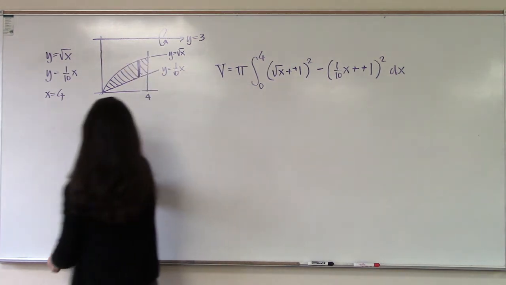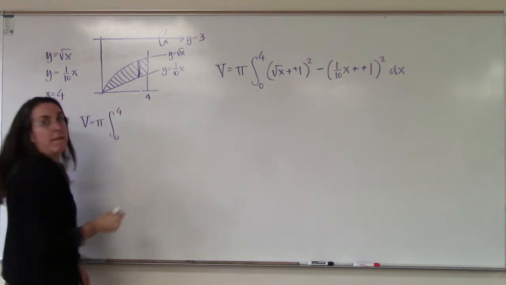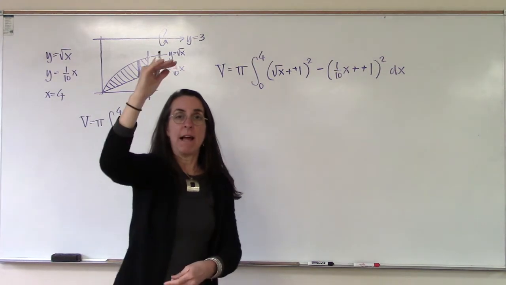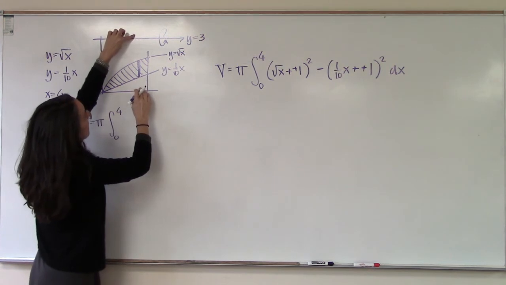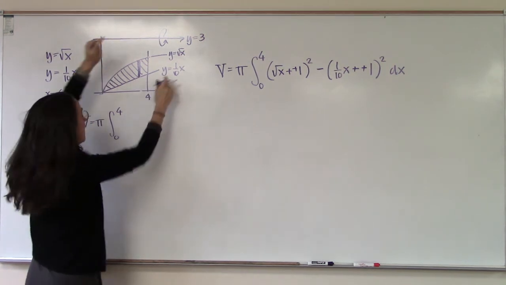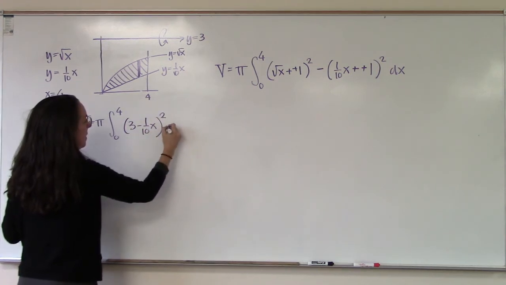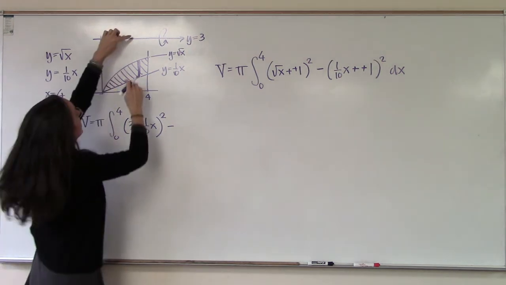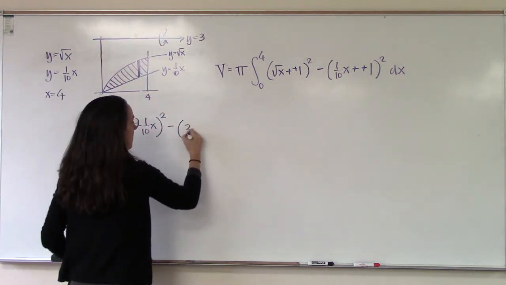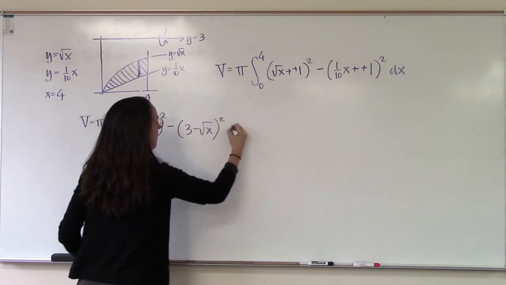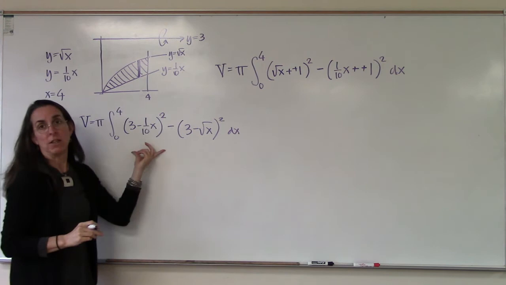So for this picture, the outside radius, the thing on the top, subtract the thing on the bottom. So the outside is 3, that's the thing on the top, minus 1/10 x. The inside radius runs from here to here. The thing on the top minus the thing on the bottom is 3 minus the square root of x. So the integral that gives us the volume of that thing looks like this.